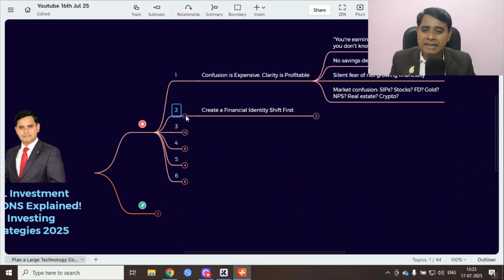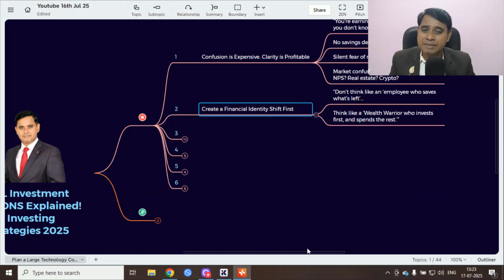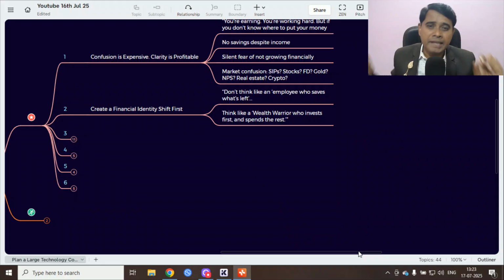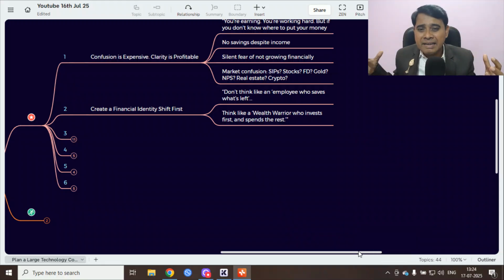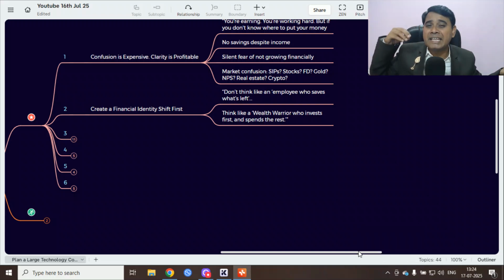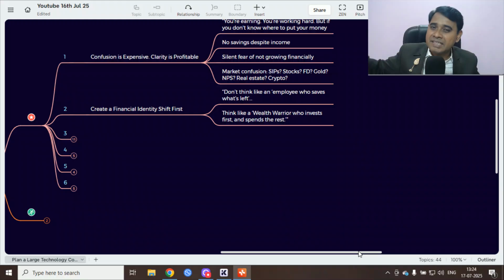And the second parameter is to create a financial identity shift. Why is this financial identity shift important? Because of this pattern. Don't think like an employee. An employee will always think, first I'll save or I'll spend. Question yourself. Most people, after the salary is credited, spend first and then save whatever is left. This pattern is happening.